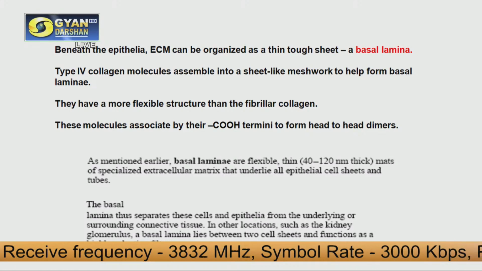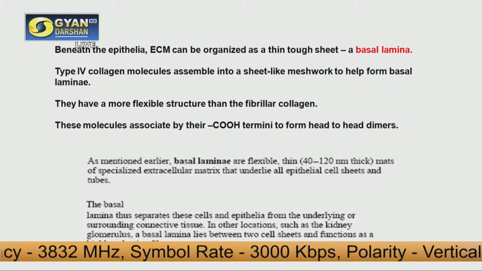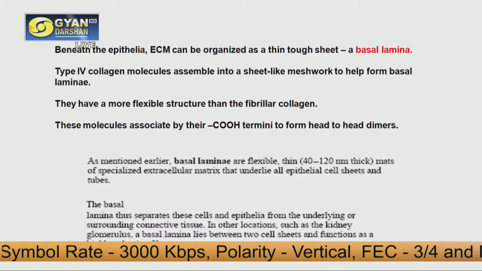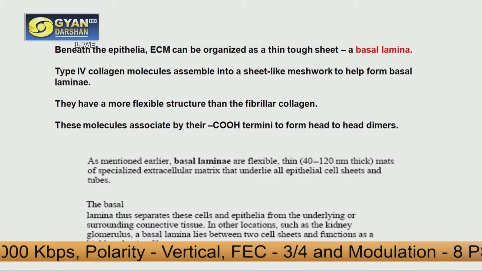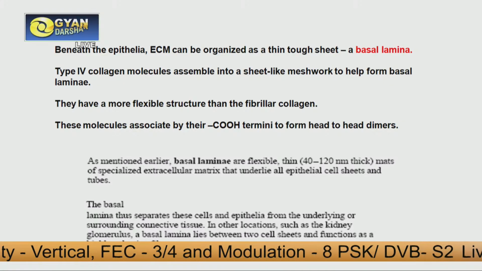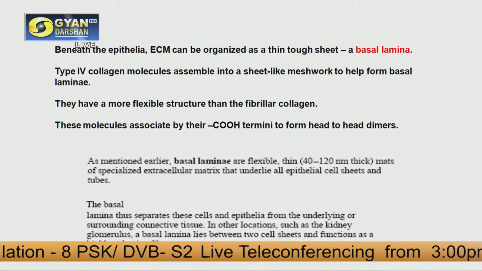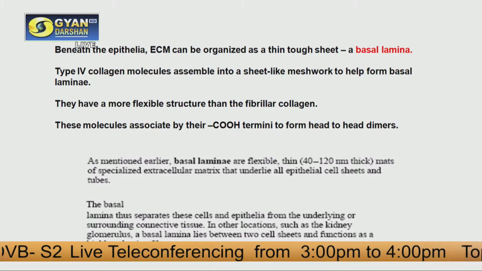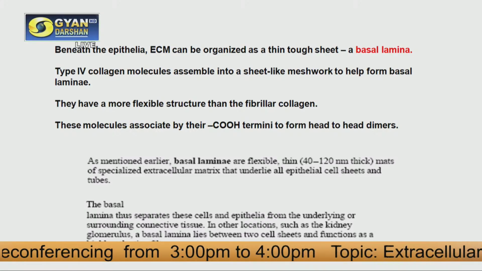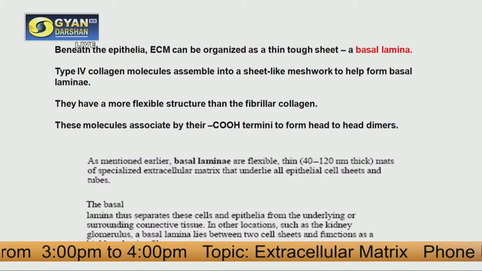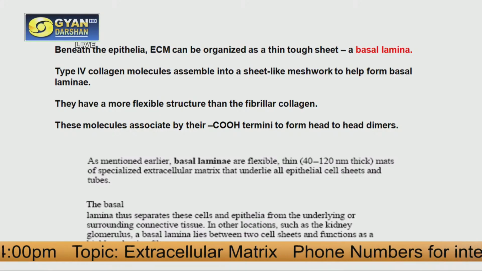Okay. So now we come to the fourth kind of protein, that is laminin. So fibronectin is over. Now, laminin. Where is laminin present? Laminin is present in the basal lamina. What is basal lamina? Basal lamina is beneath the epithelial tissue. The extracellular matrix can be organized as a thin tough sheet which we call the basal lamina. And here we mostly find the type 4 collagen molecules. They assemble into a sheet-like meshwork to help form the basal lamina.